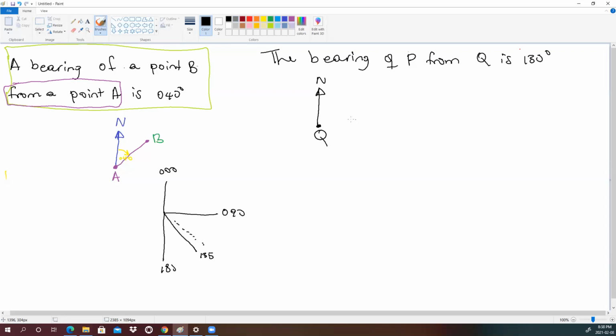So it doesn't have to be perfect again. Just know that this is not drawn to scale. So P is going to be somewhere right here. And always remember to put in your arrow. Your angle is measured from north in a clockwise direction. So this 130 is from the north in a clockwise direction. That's 130 degrees. So this is a bearing of P from Q.